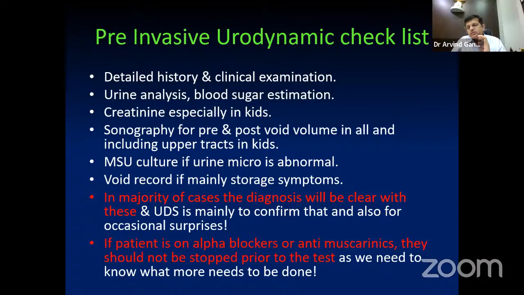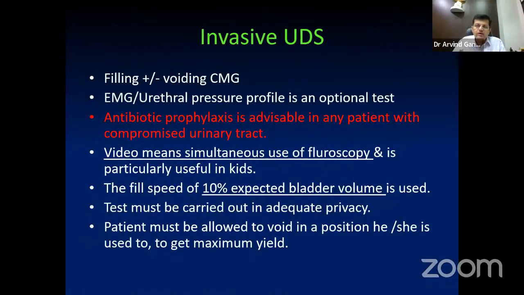And finally, this is a very controversial topic, whether we should stop alpha blockers and antimuscarinics before we do urodynamics. One school of thought is don't stop them, because we'll be able to understand what additional things we want to do. But another school of thought says that you stop them, so that it will unmask the pathology that is already present. Those are institutional preferences, but we have to know the logic and justification behind both of them.